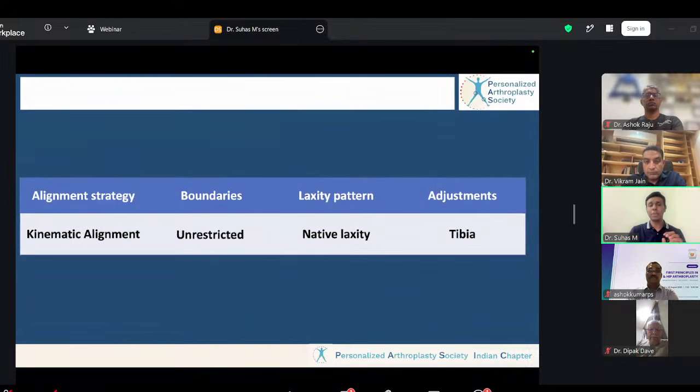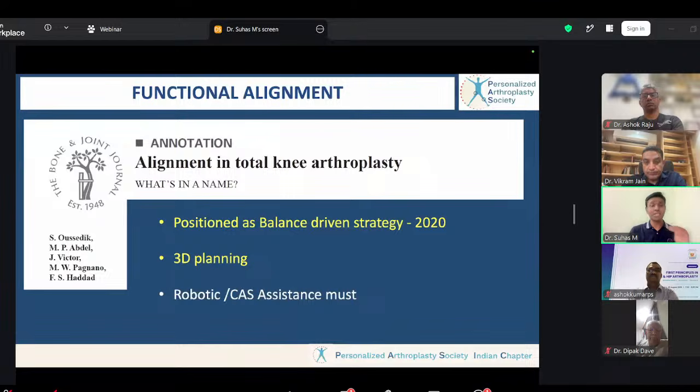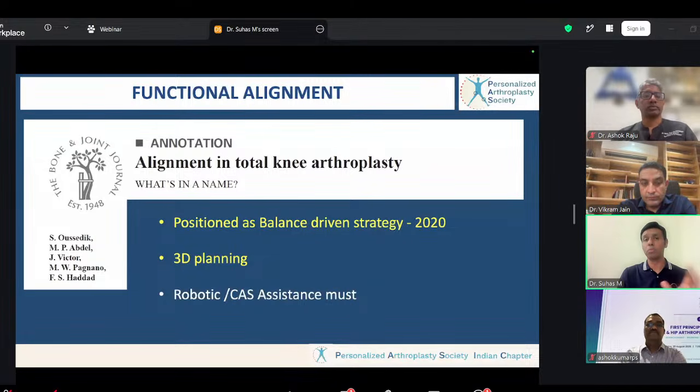So kinematic alignment is where you have unrestricted boundaries. You will just recreate the shape of the femur. You accept native laxity, and whatever adjustments you want to make, you will only make on the tibia, and you will keep the femur absolutely constant. But if this is something that you don't want to do, you're concerned about the amount of varus you're giving, the amount of internal rotation you're giving, functional alignment is the best of both worlds.